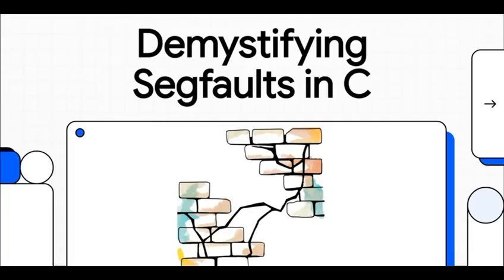All right, if you've ever spent any time with C, you have definitely run into its most famous and, let's be honest, most infuriating error. Today, we are going to pull back the curtain on the segmentation fault. We're going to break down exactly what it is, why it keeps happening, and how you can finally get the upper hand. So let's jump right in.